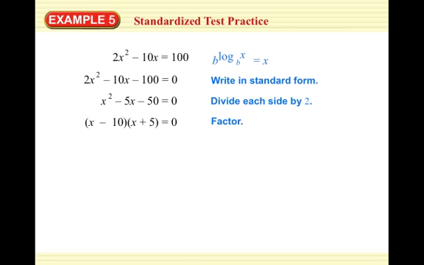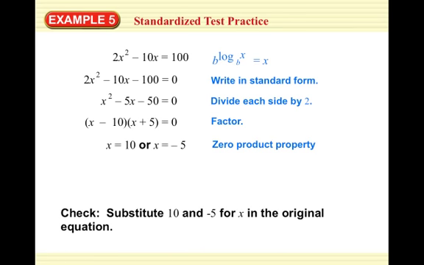So now we're going to factor. You could use quadratic formula, that would be fine too. But this one's pretty easy to factor. It factors to be x minus 10 times x plus 5 equals 0. So we're going to use the zero product property, and we set each factor equal to 0. X minus 10 equals 0 gives us x equals 10. X plus 5 equals 0 gives us x equals negative 5.